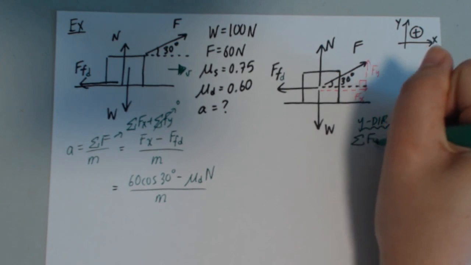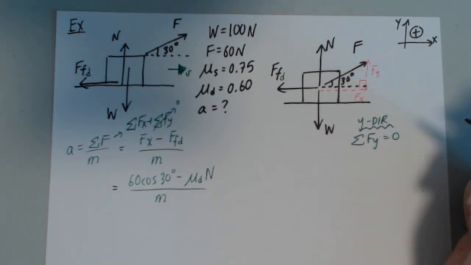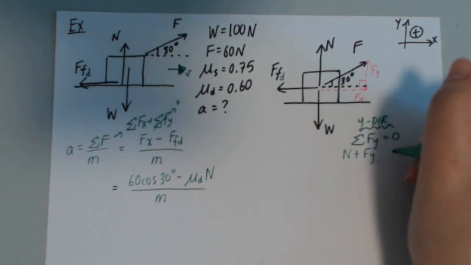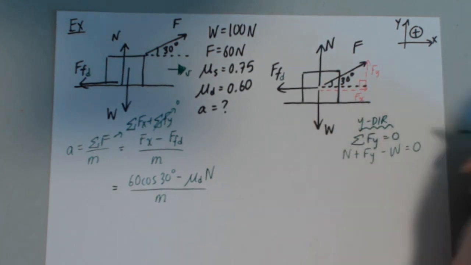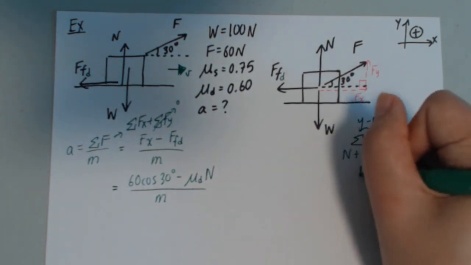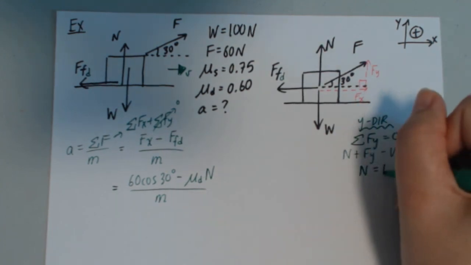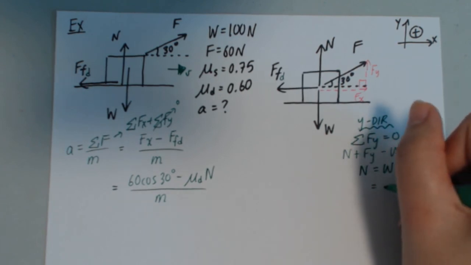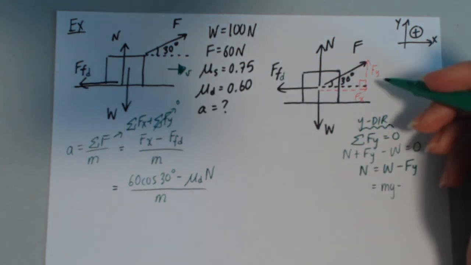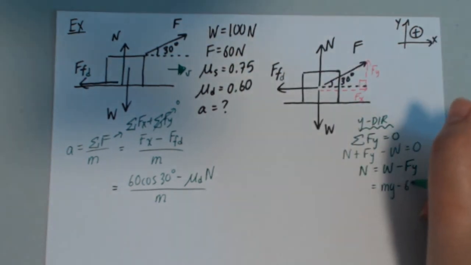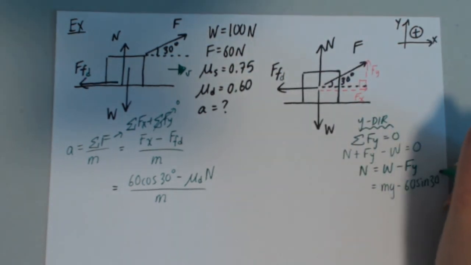So going in line with that, the sum of the forces in the y direction is 0. In the positive direction, I have n and f sub y. And in the negative direction, I have w. All right, so n plus f sub y minus w equals 0. If I isolate for n, n is equal to w minus f sub y. W is mg, and f sub y is f sine 30, but f is just 60. So that's going to be 60 sine 30 degrees.